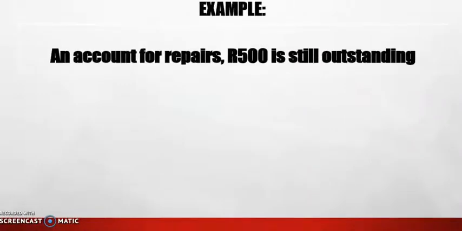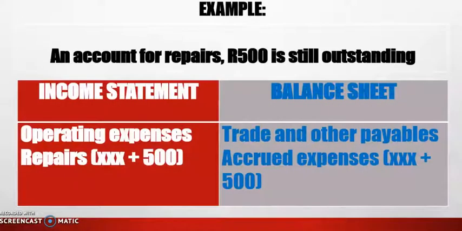Example, an account for repairs, 500 Rand, is still outstanding. The repairs will increase at the income statement and it will increase trade and other payables at the balance sheet.